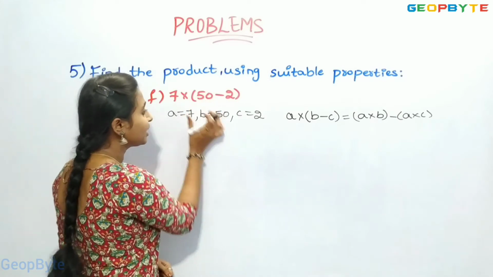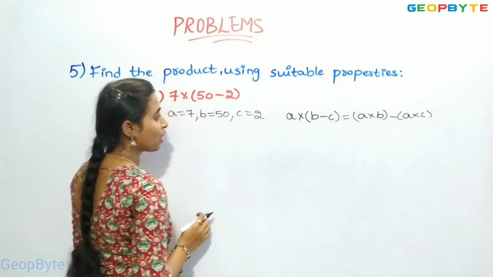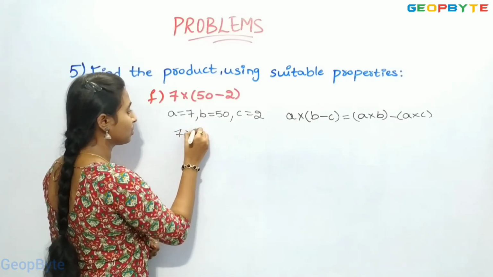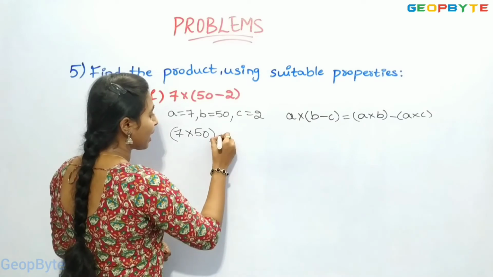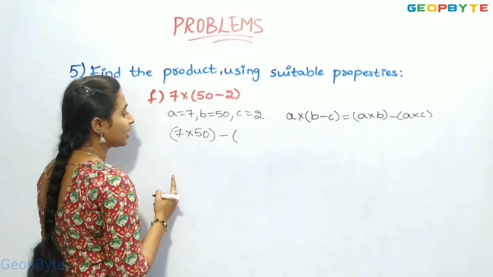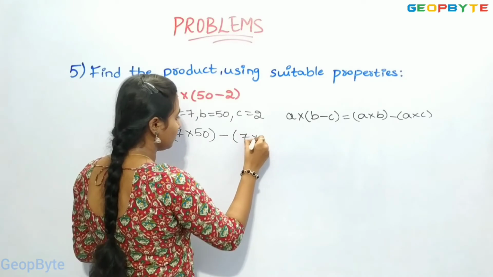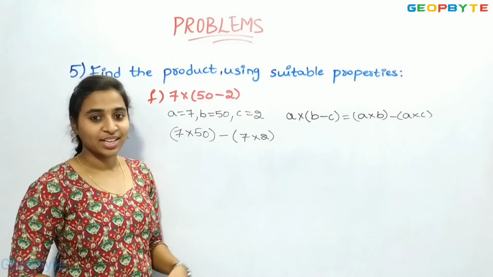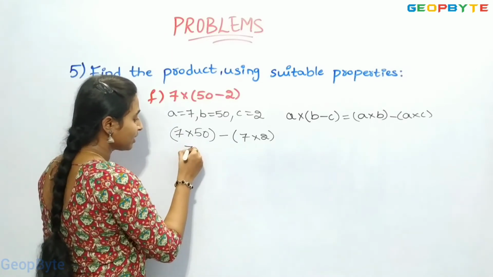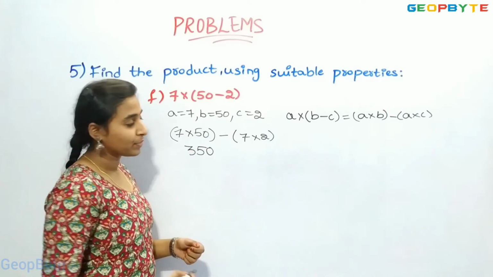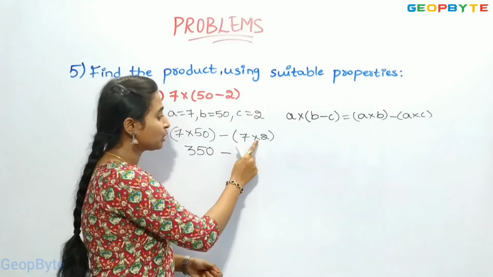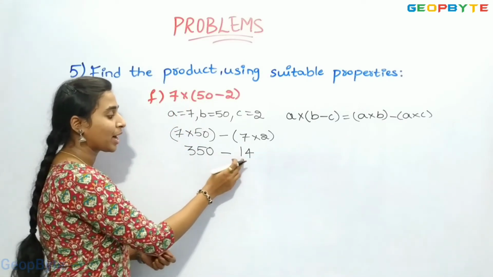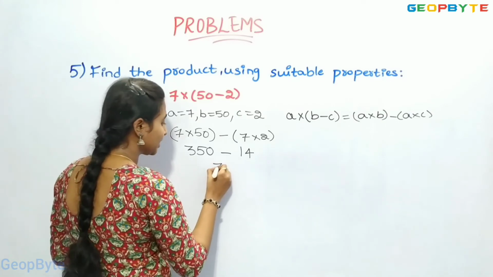Now let us write it in this form. Right? Now A into B, that is 7 into 50, in between minus A into C, that is 7 into 2. Now we have 7 into 50. 7 5s are 35. A 0 is there, that becomes 350 and minus 7 2s are 14. Let us write. Now 350 minus 14 is 336.